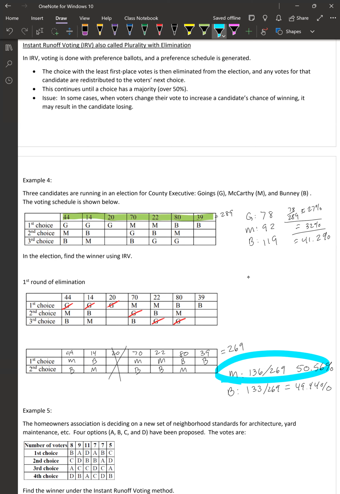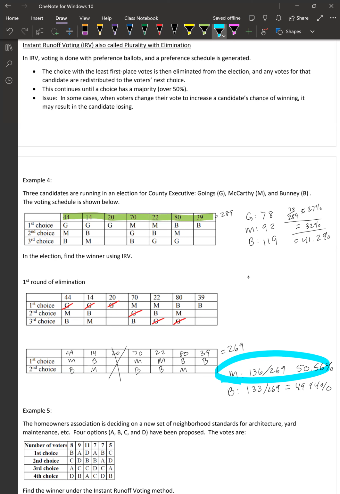So notice, right, we took the same preference schedule, and with plurality, Bunny won, but with instant runoff voting, McCarthy won. So the way you choose your winner definitely can affect who wins. So that's kind of important.